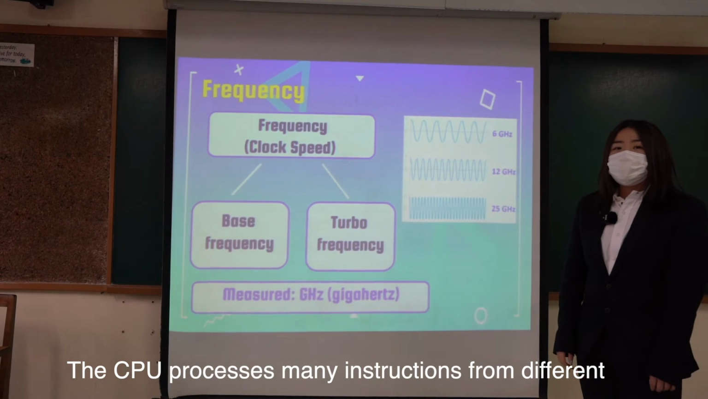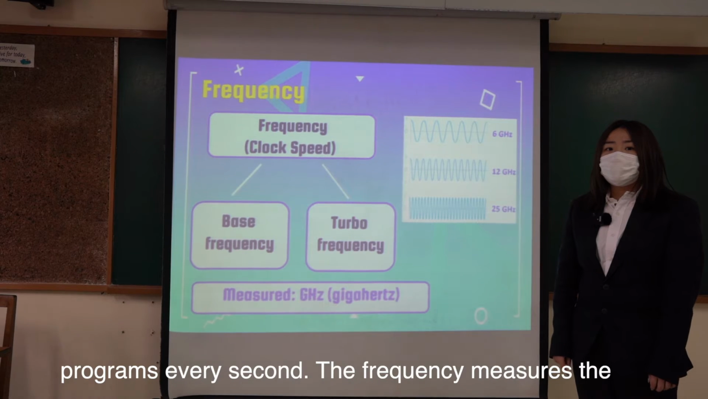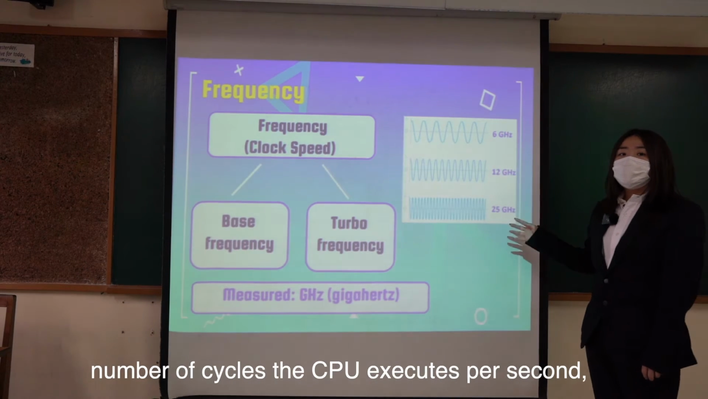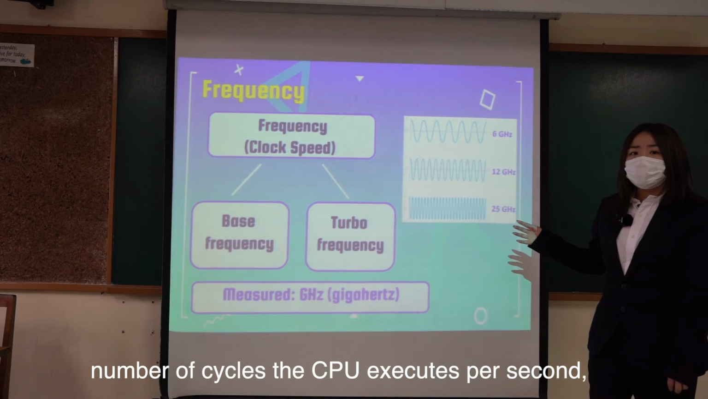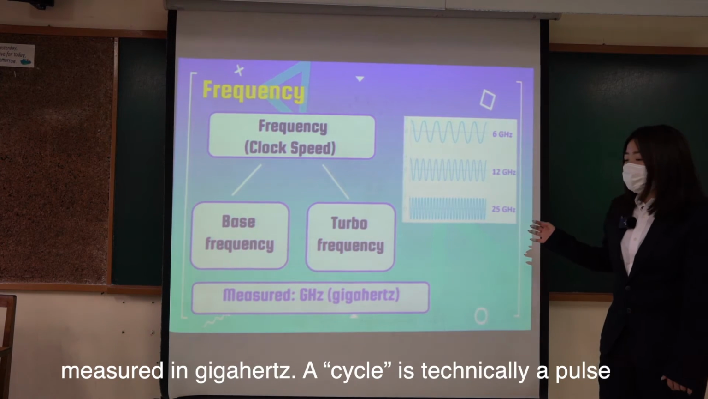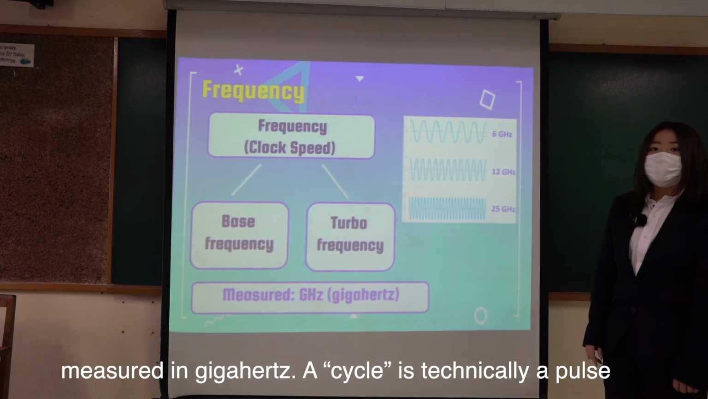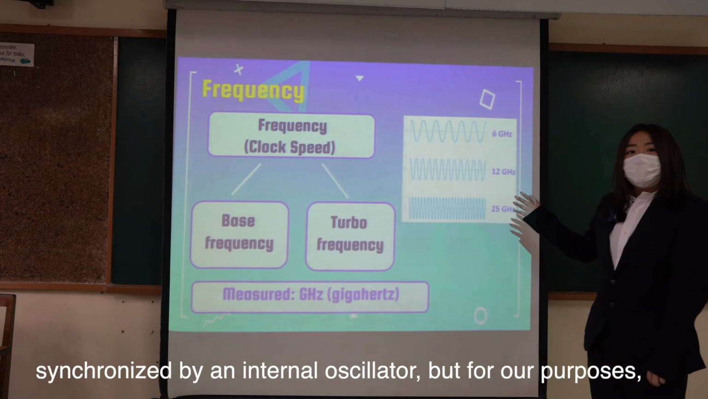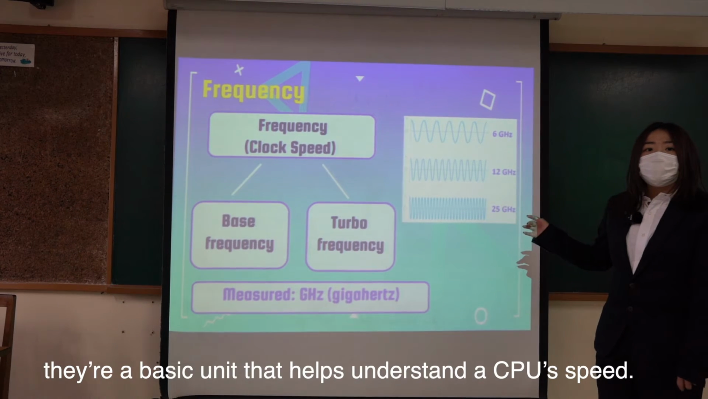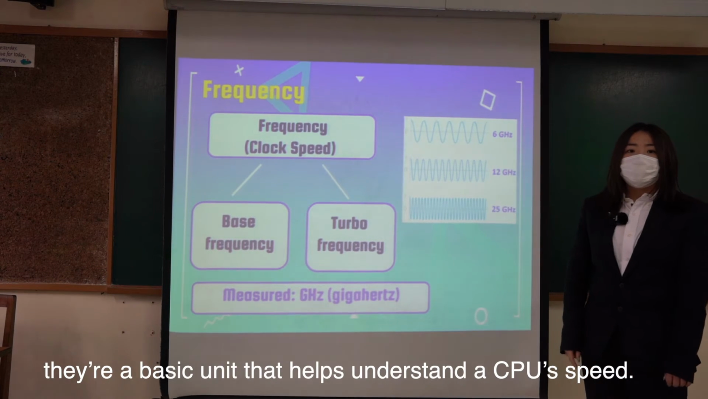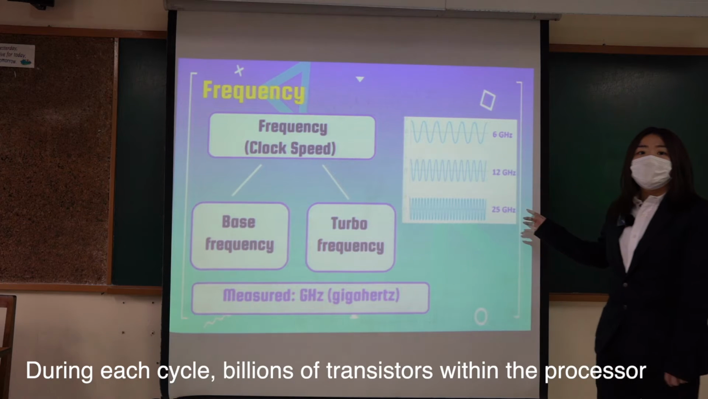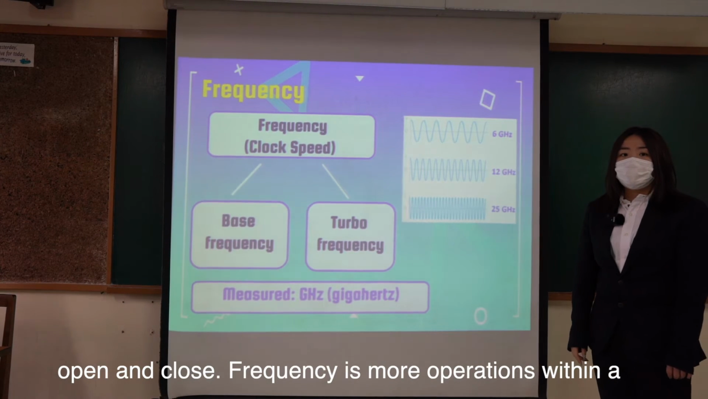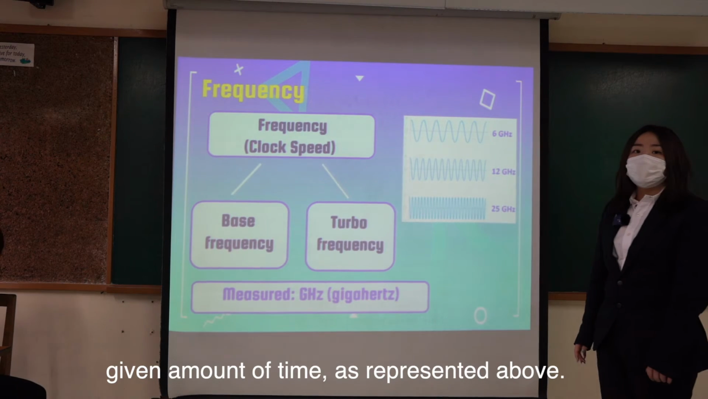The CPU processes many instructions from different programs every second. The frequency measures the number of cycles the CPU executes per second, measured in gigahertz. A cycle is technically a pulse synchronized by an internal oscillator, but for our purposes, they are basic units that help us understand CPU speed. During each cycle, billions of transistors within the processor open and close. Higher frequency means more operations within a given amount of time.